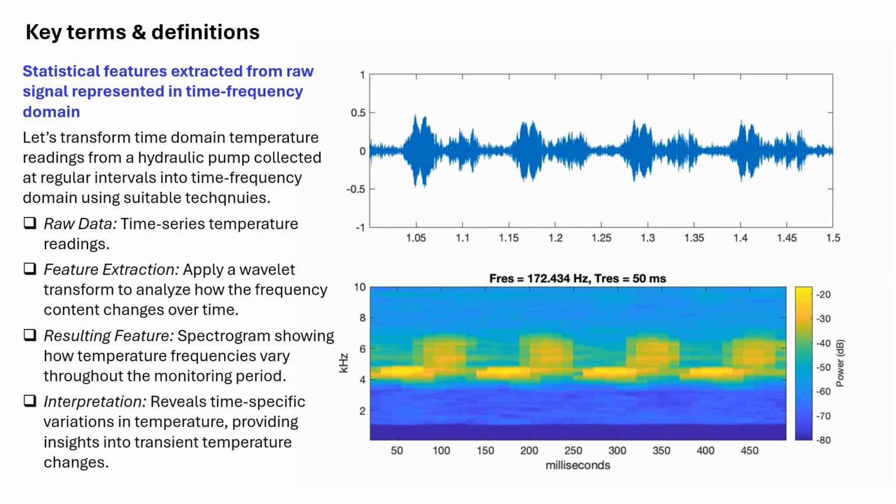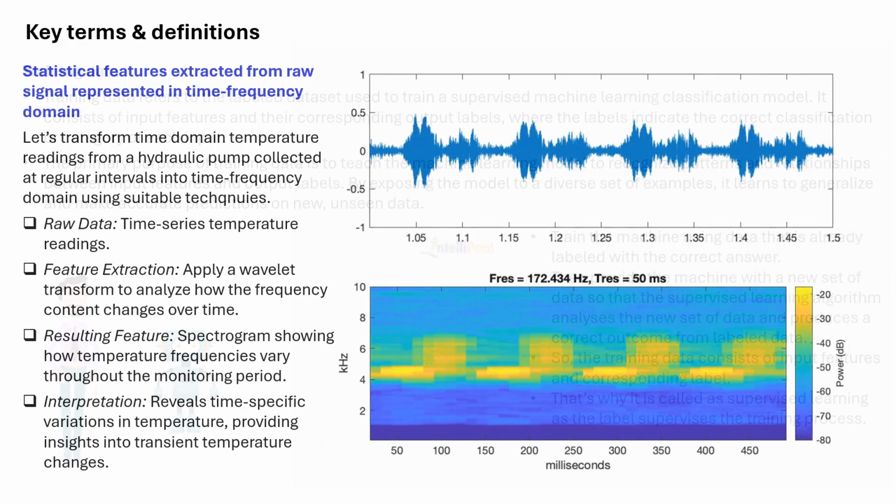This spectrogram acts as a comprehensive map, illustrating how different temperature components fluctuate across both time and frequency. Interpreting this spectrogram reveals valuable insights into the hydraulic system's behavior. The time-specific variations exposed by the spectrogram provide a detailed look at transient temperature changes. In other words, it unveils moments of temperature fluctuations that may be temporary or occur at specific points in time.